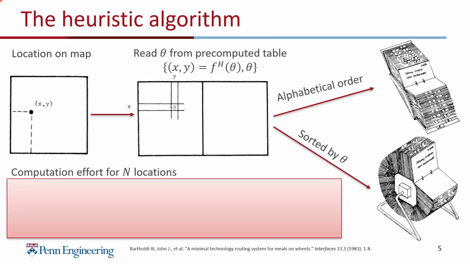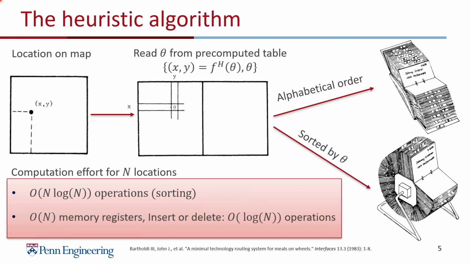It's very efficient. If you look at the computational effort to visit n locations, sorting is the only big thing you're doing here, and sorting is very efficient, on the order of n log n. Memory-wise, you're just going to have order of n memory registers. You just have to maintain 2 lists, and the first list is just a database of what places you want to visit.